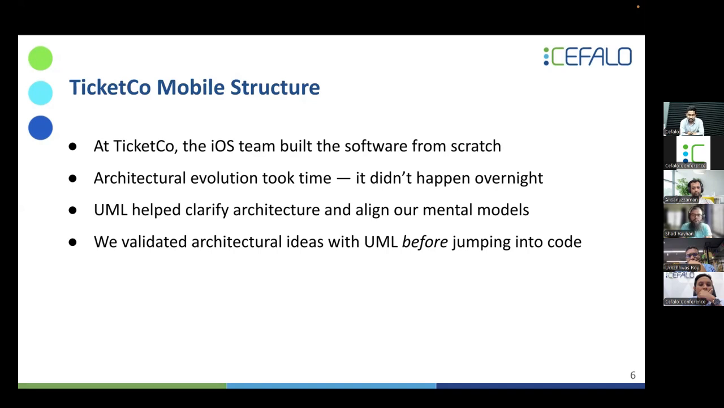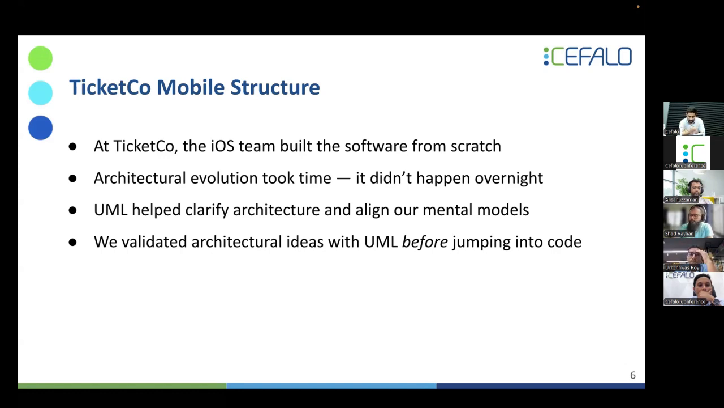And in this journey, this UML diagram helped us quite a lot to clarify our alignment with our mental models. Mental model means that we first generate some kind of ideas, and we don't just throw our ideas into the code base. There are middle steps, like the validation step. So we generate ideas, we validate our ideas with this UML tool, and then we go for the implementation.